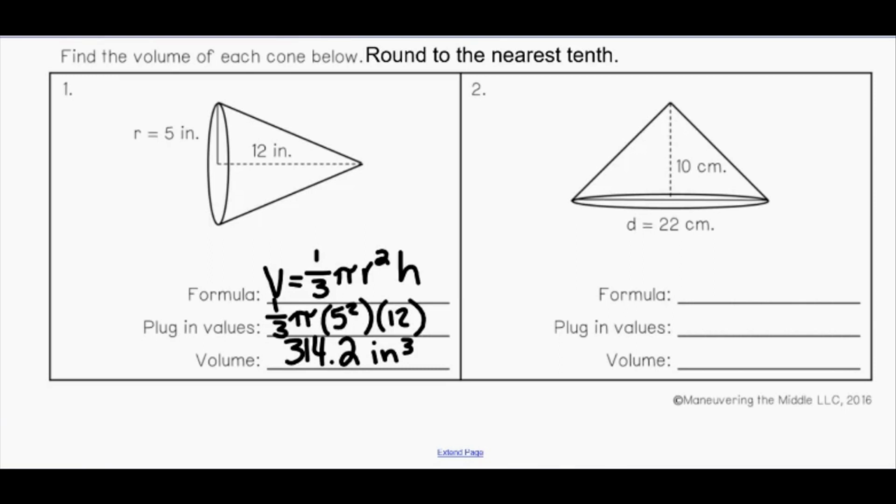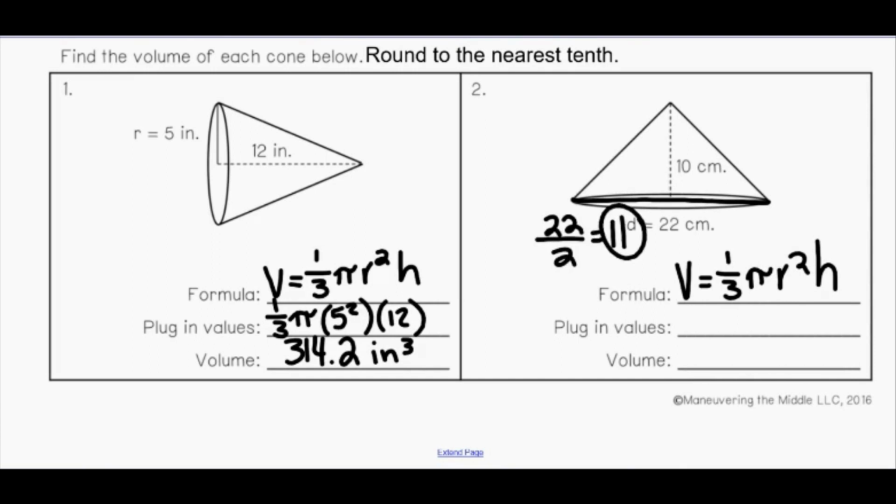Number 2, again, we have a cone. So we're going to use a volume is equal to 1/3 pi r squared times the height. You'll notice for this example that they gave us the diameter, the length across the circle. To find the radius, we have to take 22 and divide it by 2, and we're going to get 11. This is our radius. Plug in our values to find the volume. 1/3 times pi. Our radius is 11 squared times our height, which is 10.